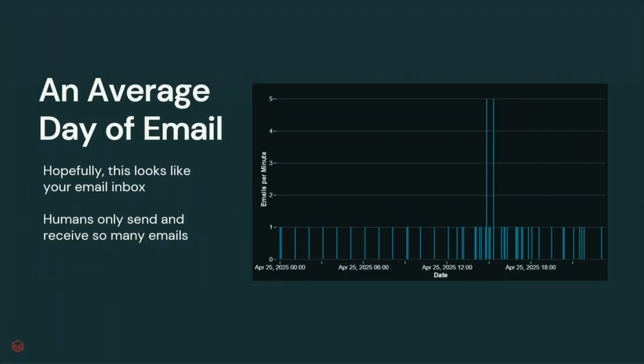So first, let's take a look at what an average day of email looks like for a user. This is, in fact, my telemetry. What we're looking at here is email volume per minute across 24 hours. I would imagine most of you have similar trends if we were to look at your data.